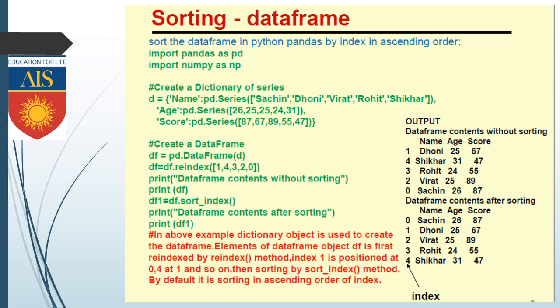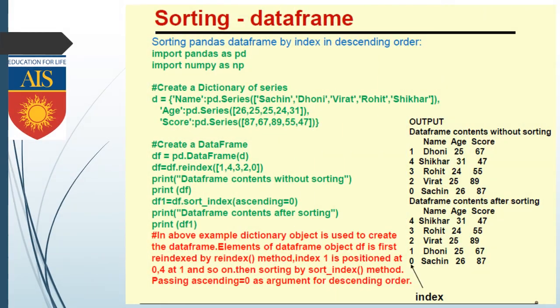In the above example, a dictionary object is used to create the data frame. Elements of the data frame object df are first reindexed by the reindex method. Index 1 is positioned at 0, 4 at 1 and so on. Then sorting by the sort_index method. By default it is sorting in ascending order of index. That means ascending order is the default order of sorting.